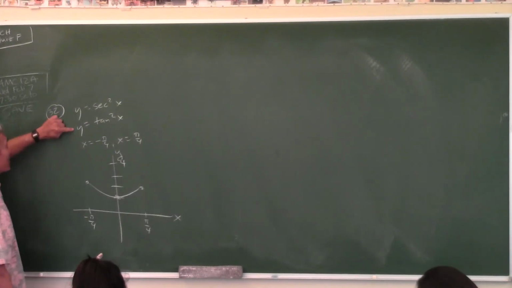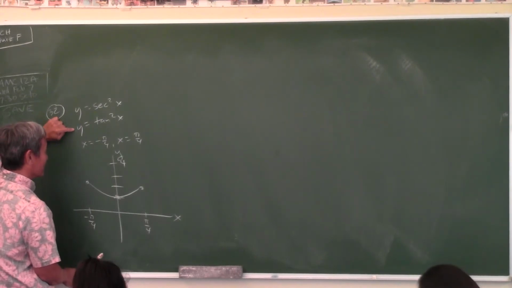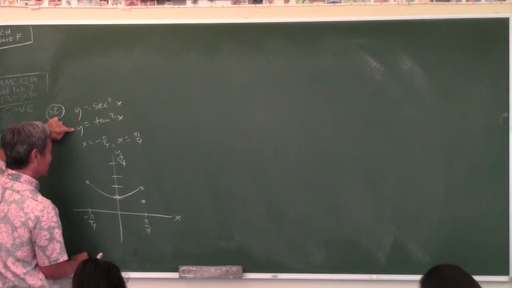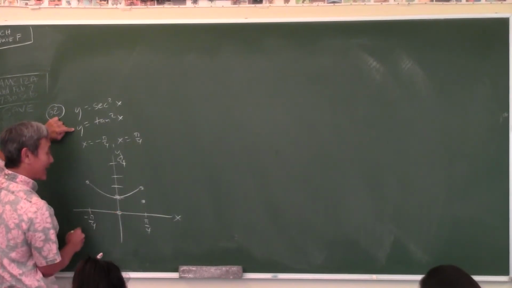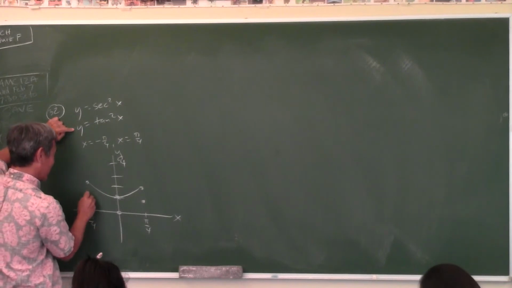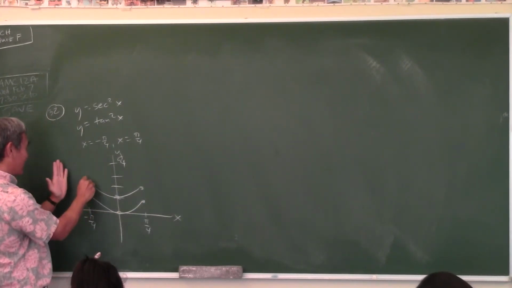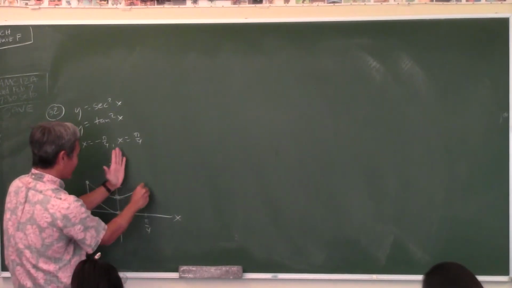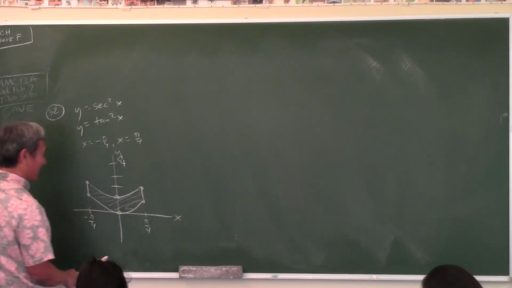Okay, now what about tangent squared? Plug in pi over 4. That one's easy. 1. Plug in 0. 0. Plug in negative pi over 4. 1, and then connect the dots. And then x equals negative pi over 4 is a vertical line like this, right? x equals pi over 4 is another vertical line. So this is the region that they're talking about right there.